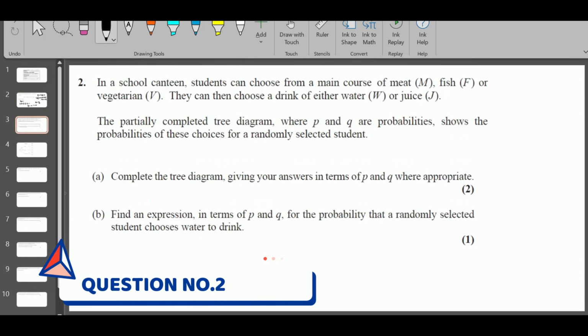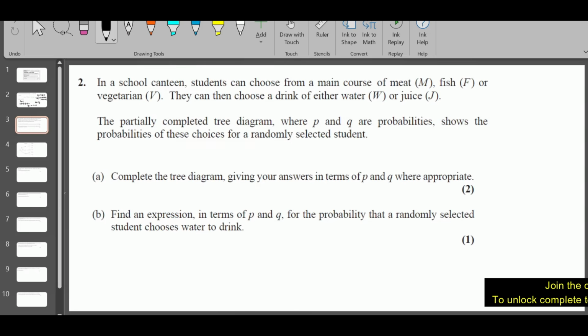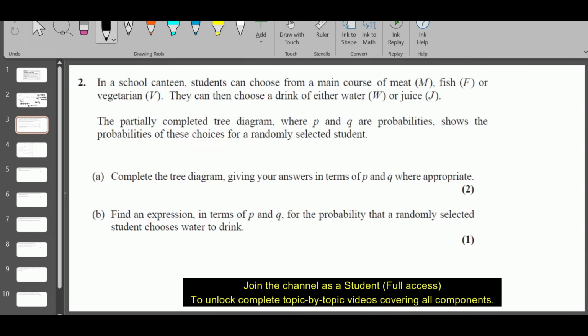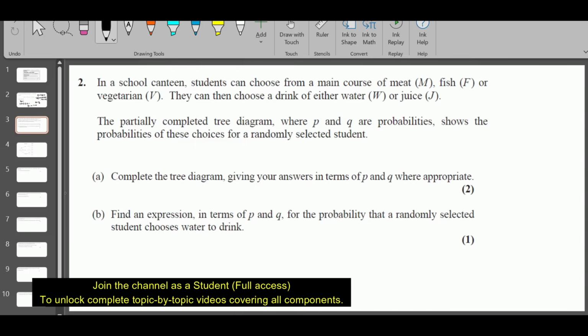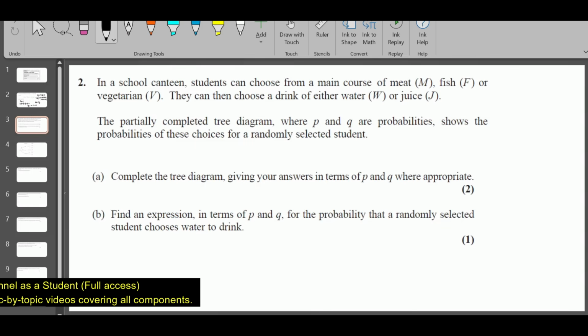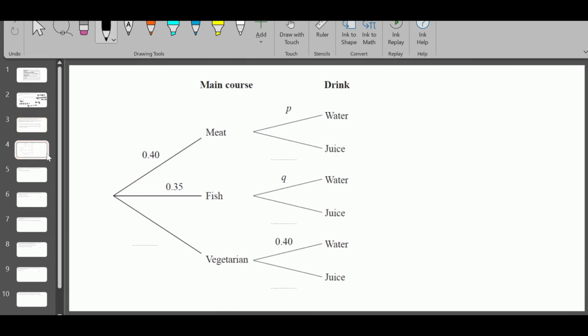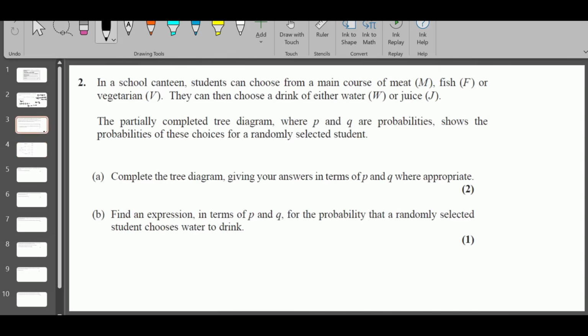Let's look at question number 2. In a school canteen, students can choose from a main course of meat, fish or vegetarian. They can then choose a drink of either water or juice. The letters are M for meat, F for fish, V for vegetarian, W for water, J for juice. The partially completed tree diagram, where P and Q are probabilities, shows the probabilities of these choices for a randomly selected student. Complete the tree diagram, giving answers in terms of P and Q.